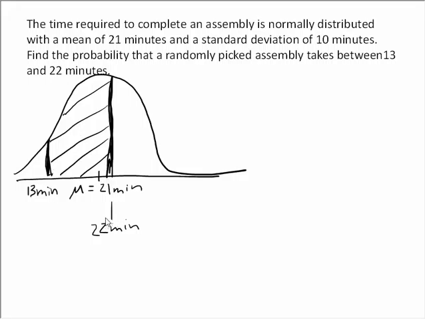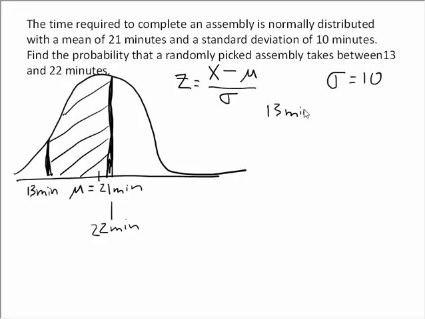Well, the problem is that we can't just go to our tables with 13 and 22 minutes. We have to convert these values into the standard normal variable form. That's z. And z we know is equal to the x value of interest, the 13 or the 22, minus the population mean divided by the population standard deviation. And we were given all those things. The population standard deviation is 10. So let's find the z values that correspond to 13 minutes and 22 minutes.